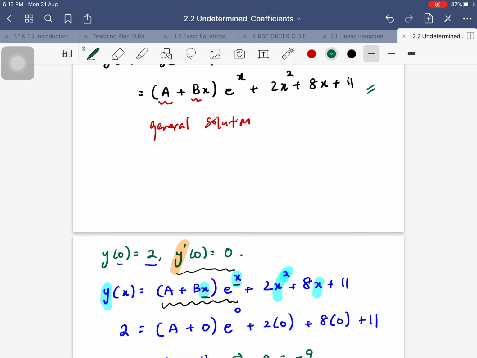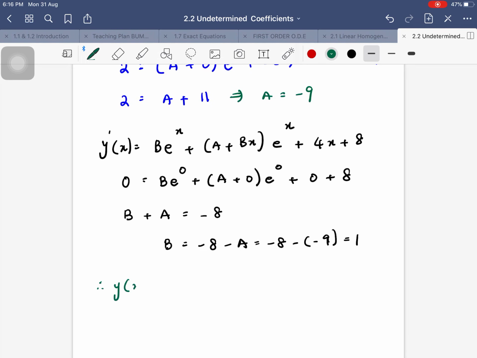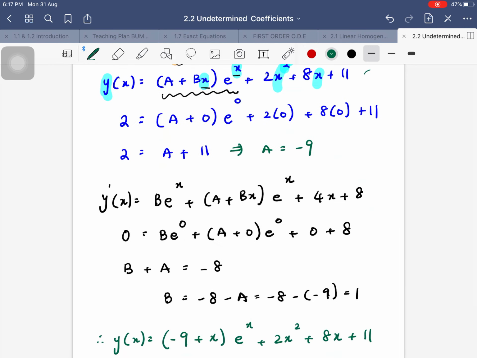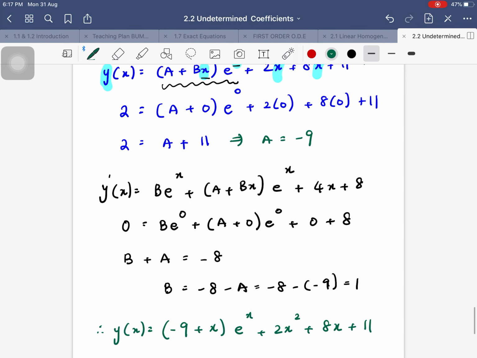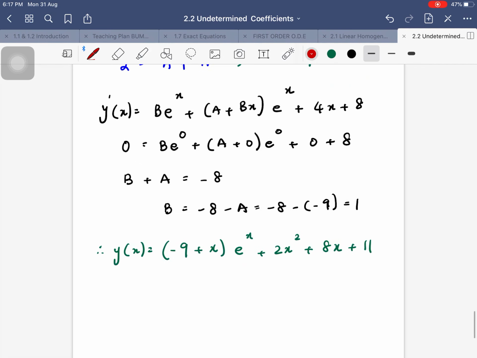So now that I have obtained the values of a and b, all I have to do is substitute back into the general solution. Therefore, my particular solution y(x) is going to be given by, what's my a value? Negative 9. So I'm going to have (negative 9 plus 1x)e^x plus 2x^2 plus 8x plus 11. Is that right, the yp? So yes, 2x^2 plus 8x plus 11. My a is going to equal negative 9. My b is going to equal 1. So that is going to be the solution. And this over here will be the particular solution.